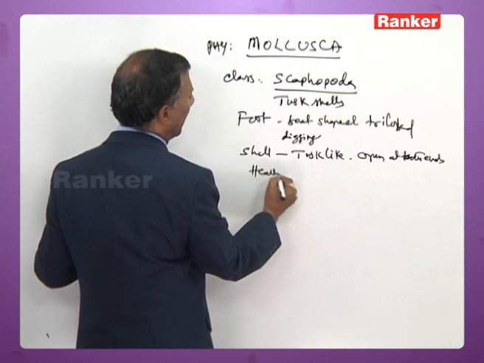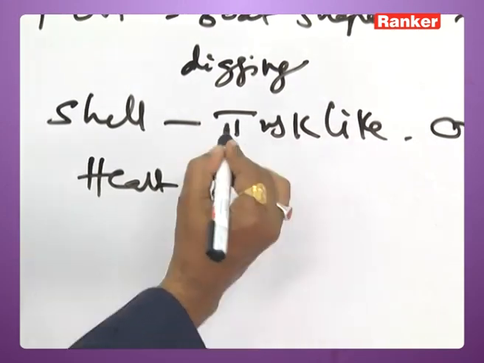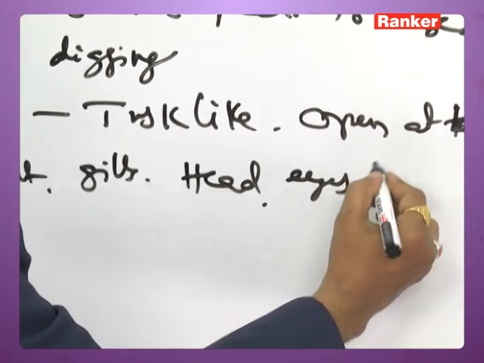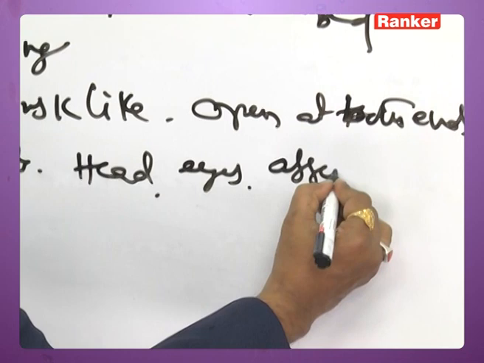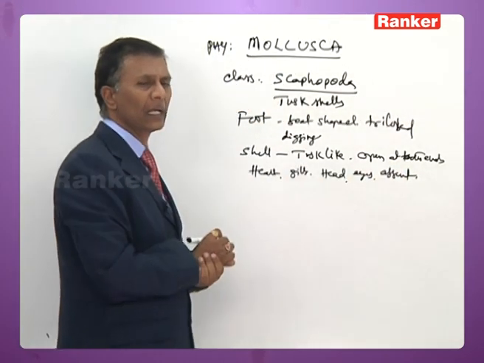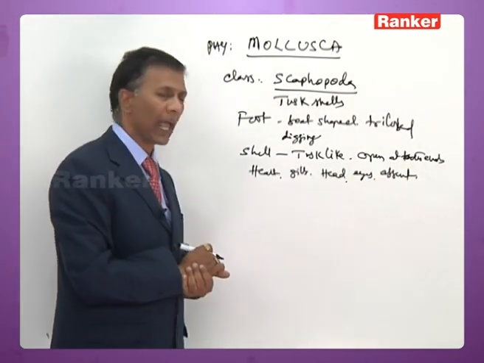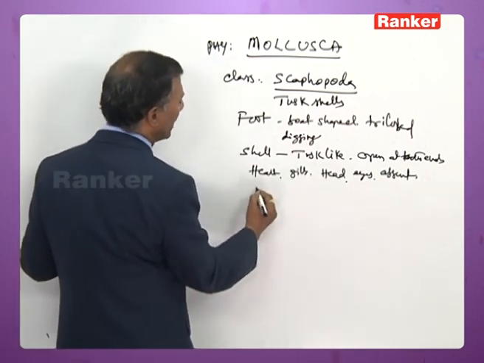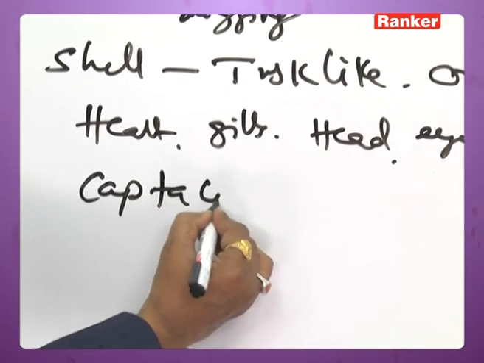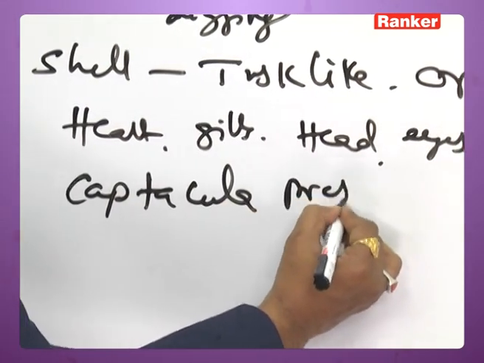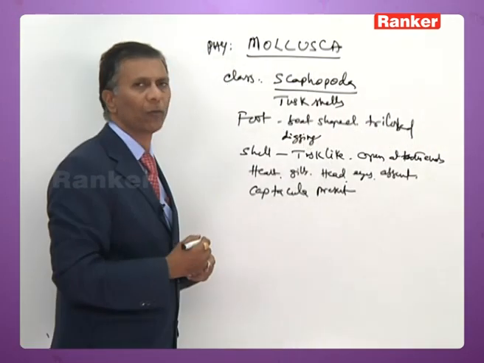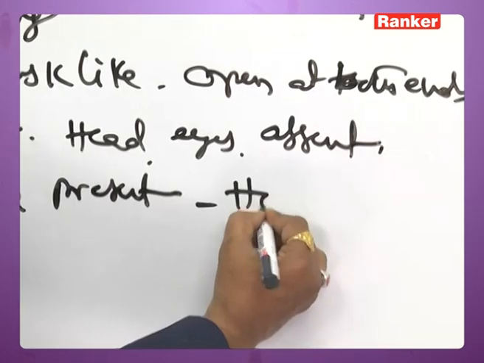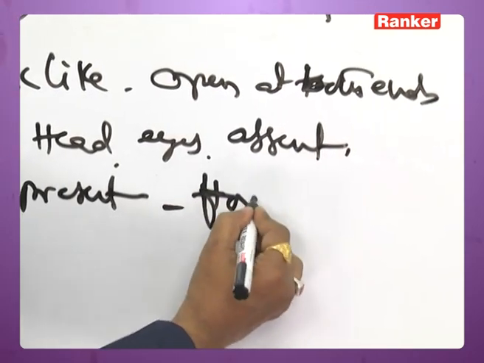Heart, gills, eyes and head are absent. Respiration is through the mantle. On either side of the foot, thread-like structures called captacula are present. They help in food capture.